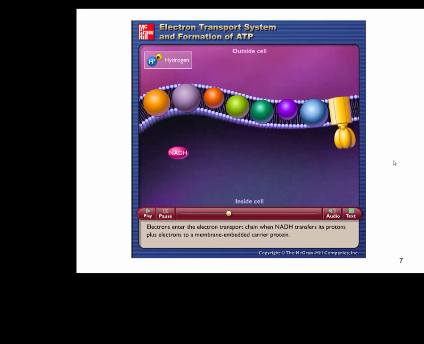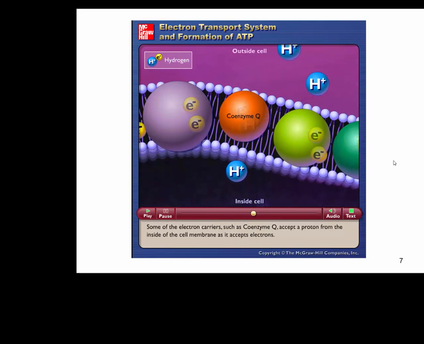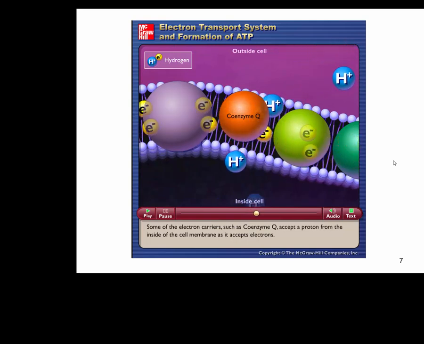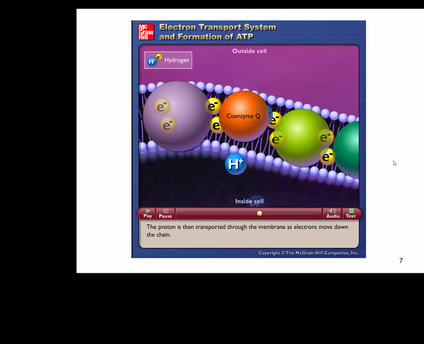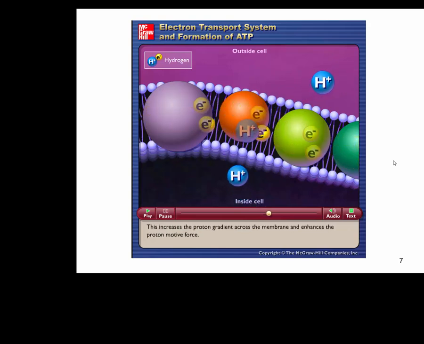Electrons enter the electron transport chain when NADH transfers its protons plus electrons to a membrane-embedded carrier protein. The electrons are sequentially carried along the electron transport chain while the protons are shuttled to the outside of the membrane. Some of the electron carriers, such as coenzyme Q, accept a proton from the inside of the cell membrane as it accepts electrons. The proton is then transported through the membrane as electrons move down the chain. This increases the proton gradient across the membrane and enhances the proton motive force.